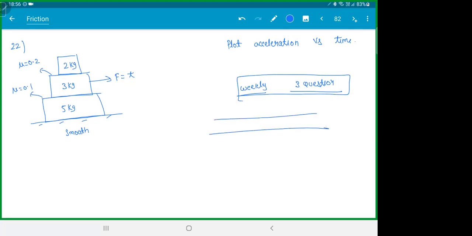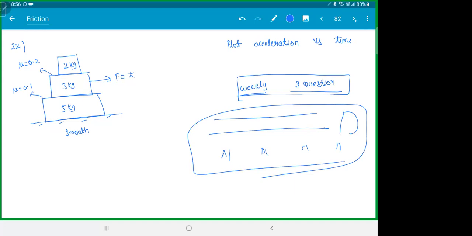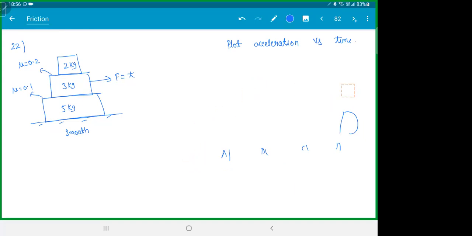Question अच्छे से होना चाहिए. If there's a diagram involved, diagram होना चाहिए, and there should be options given. If you can make 3 questions like this per week, I think this will help you to actually understand what the examiner is thinking.